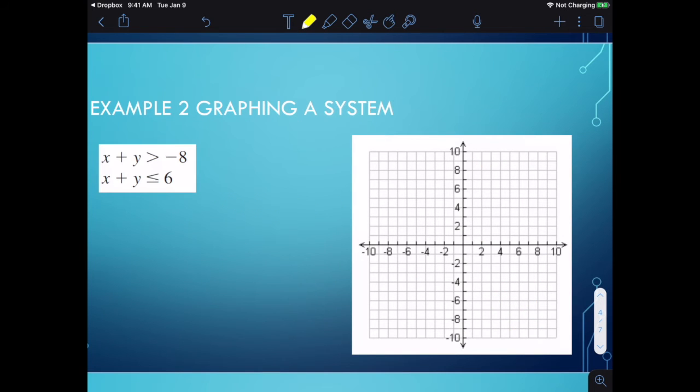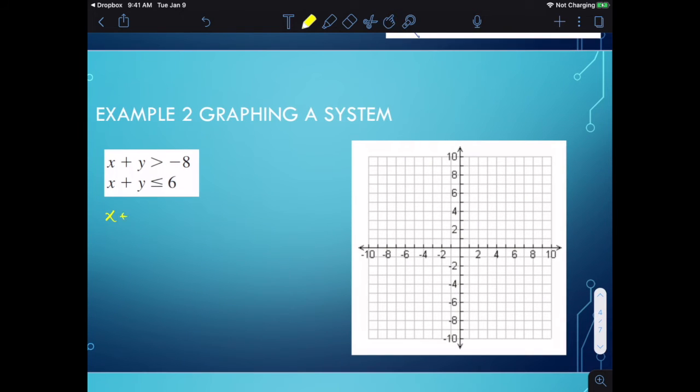Let's do another example here. Here I have two linear inequalities in standard form, so we're going to have to transform them a little bit so that we can graph them using the slope-intercept form. So the first one says x plus y is greater than negative 8, and I'm going to subtract x. That makes x go away over here, and I have y is greater than negative x minus 8.